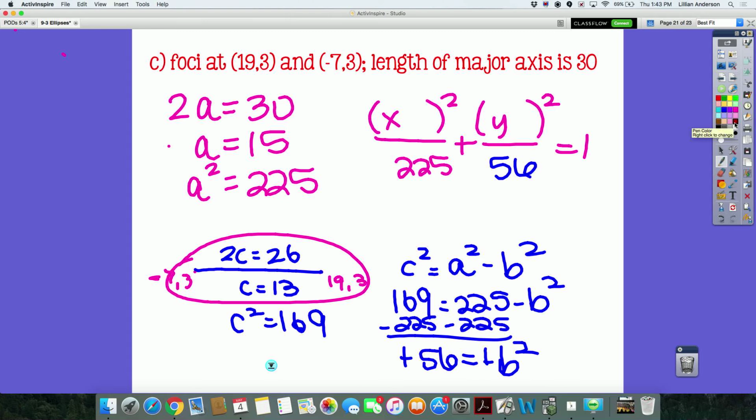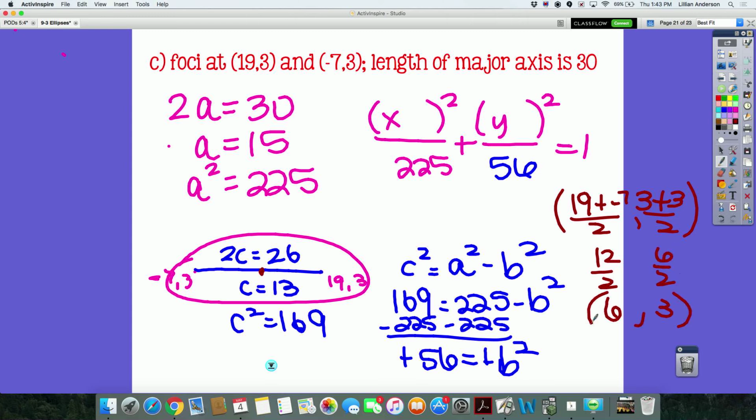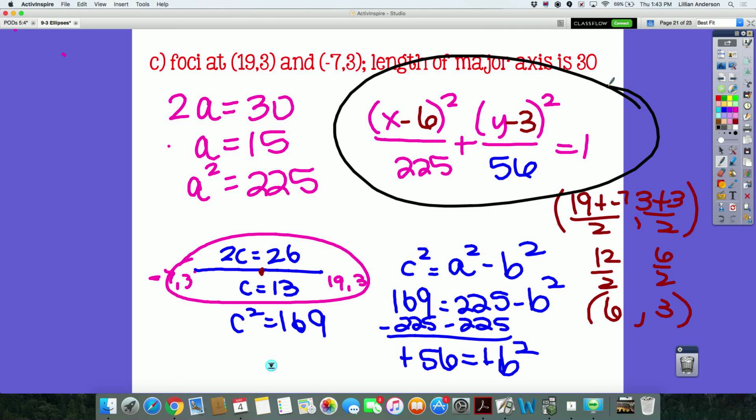To find the center, we're only given the coordinates of the foci, but the center is always located in the middle between the two vertices, between the co-vertices, as well as the foci. So we're basically going to find the midpoint of the foci. Remember, finding midpoints, that's the sum of your x's divided by 2, and then the sum of your y's divided by 2. So then that's going to be 12 over 2, which is 6. That's going to be 6 over 2, which is just 3. So our center is at (6, 3). And that is our equation of our ellipse.